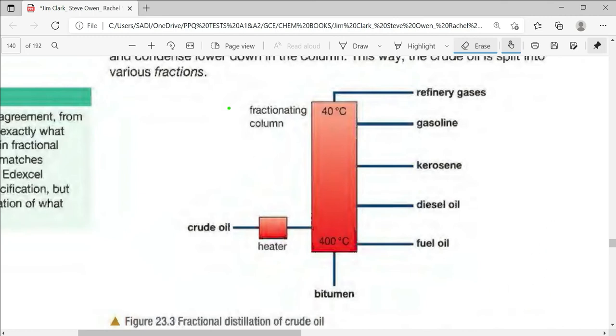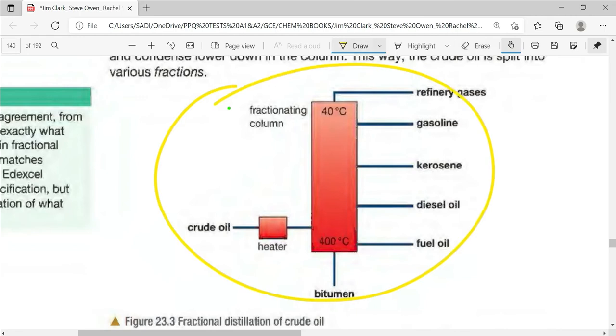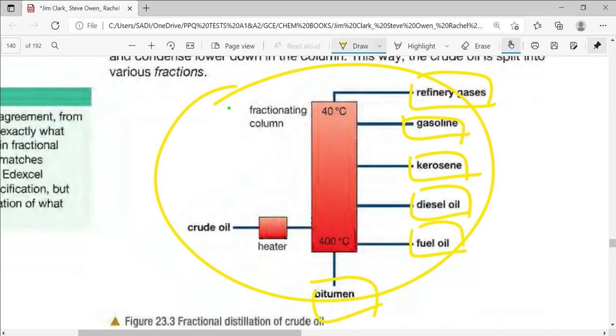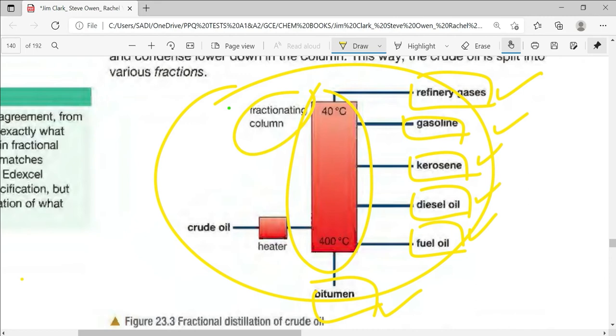Okay, are we clear? This diagram is very, very important. Keep this in your mind. They can either give you the diagram and ask you to label these parts. Some blocks will be given and you're going to put these names in them. At the top should be refinery gases, at the end bitumen, then fuel oil, diesel oil, kerosene, and gasoline. This column is called the fractionating column or fractionating chamber. Do you have any question?